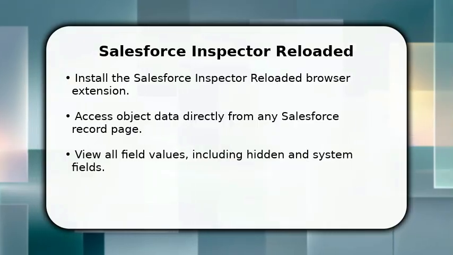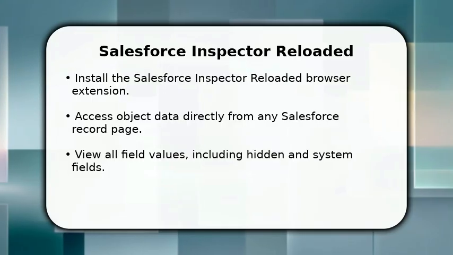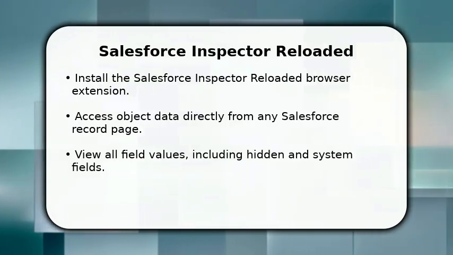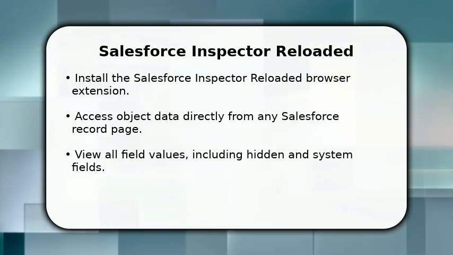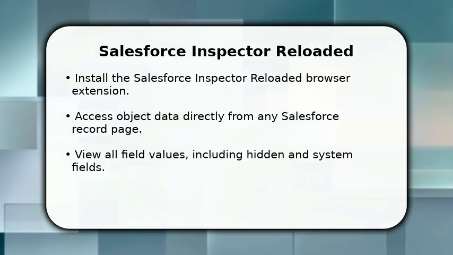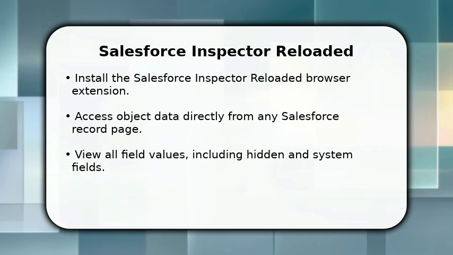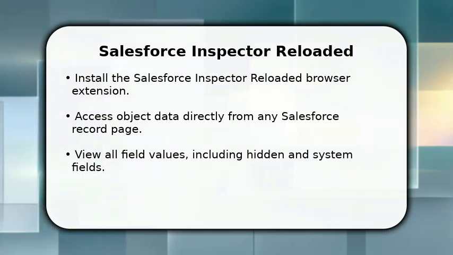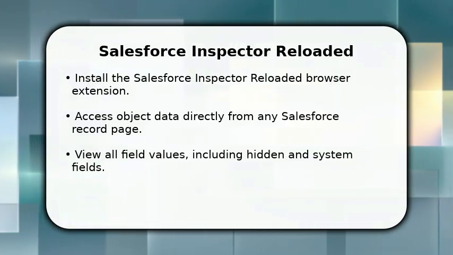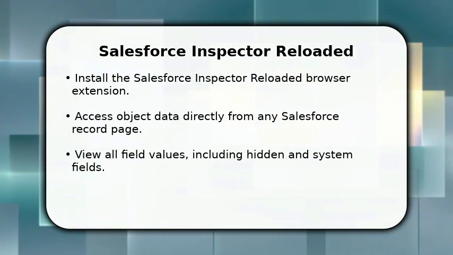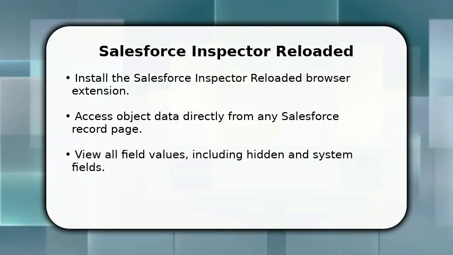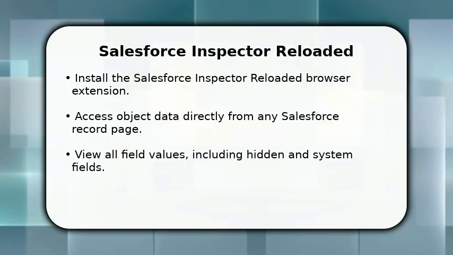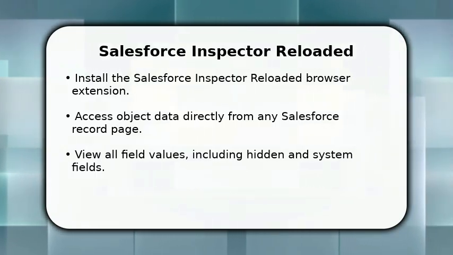In this video, I will explain how to use Salesforce Inspector Reloaded. First, you'll need to install the browser extension from your preferred browser store. Once installed, navigate to any record page in Salesforce. You'll see a small arrow icon on the right side of your screen. Clicking this icon opens the Inspector panel, giving you immediate access to all the record's data, including fields not visible on the page layout. It's a powerful tool for quick data review.